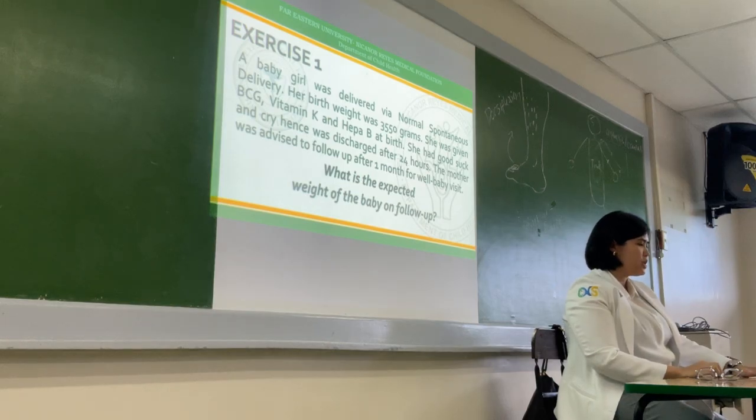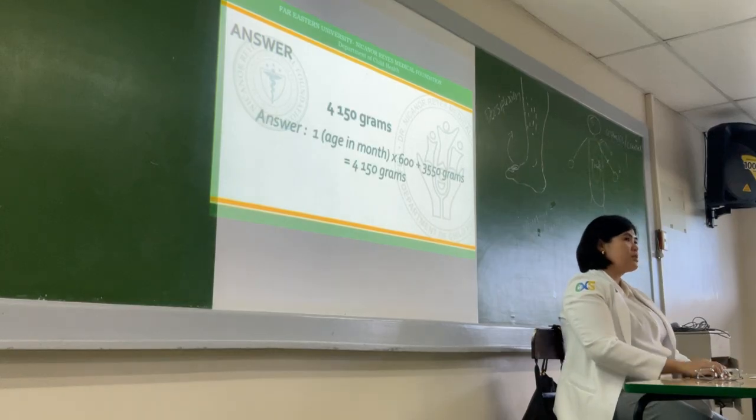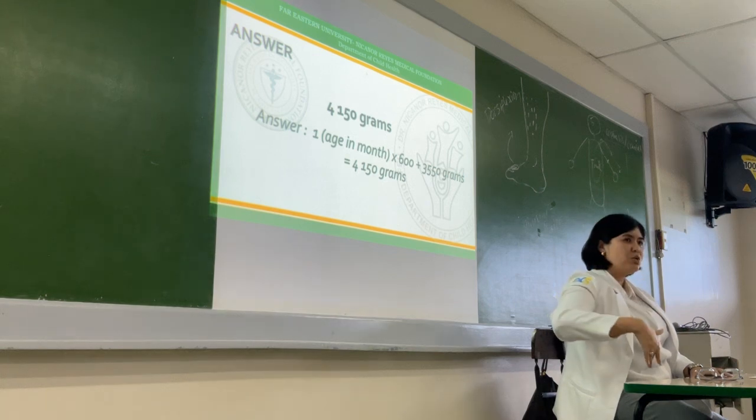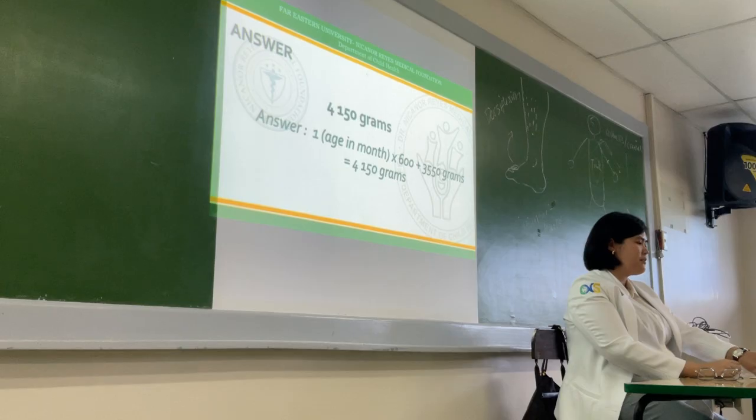4,150. Let's check. Oh, so it is 4,150 grams. Right? Just put the values in the formula from earlier. Age in months times 600 plus 3550 grams gives 4,150. Easy? Just replacing.